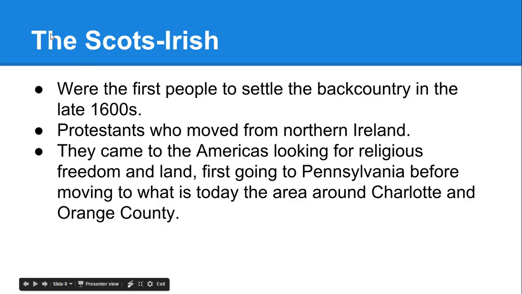First group, the Scots-Irish. They were the first people to settle the backcountry, kind of from this part of the state westward, North Carolina, in the late 1600s. So for your first one, date settled, I'm going to put late 1600s. Where were they from? They were Protestants who moved from Northern Ireland. So Northern Ireland is going to be where from. They came to the Americas looking for religious freedom and land. So reason for immigrating, religious freedom and land.